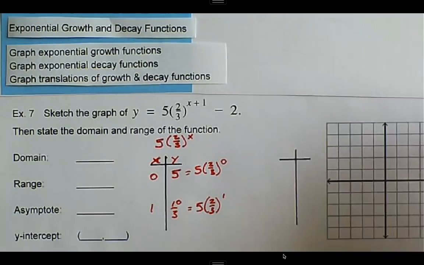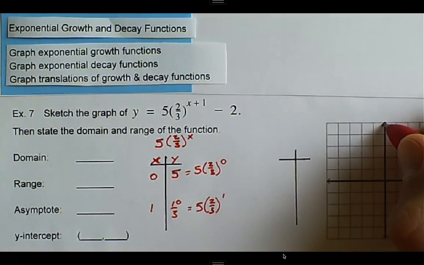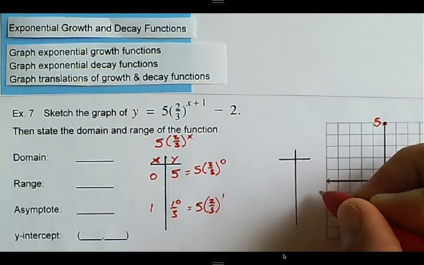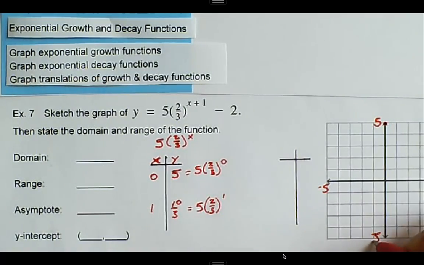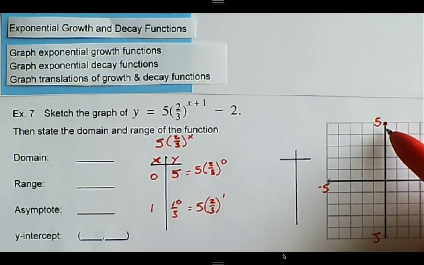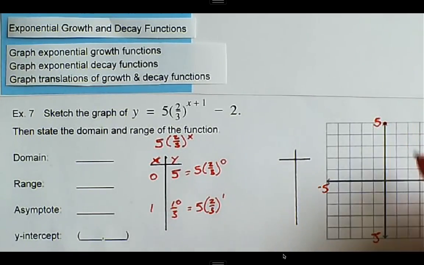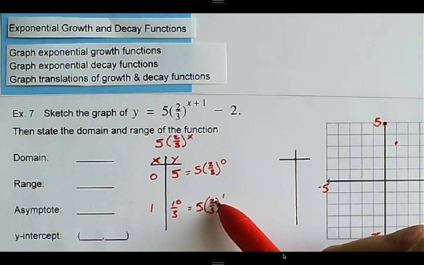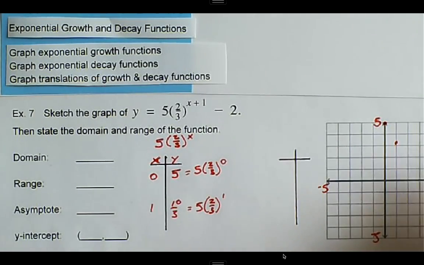And so I have the point 0, 5, and we have the point 1, 10/3, which is 3 1/3. So 3 1/3 is a little bit over there. If we solved it for 2, that would be 4/9, which would be 20/9, which would be 2 2/9, which is pretty close right there. So we have 3 points that we can graph on there.